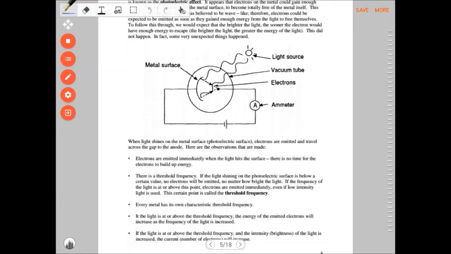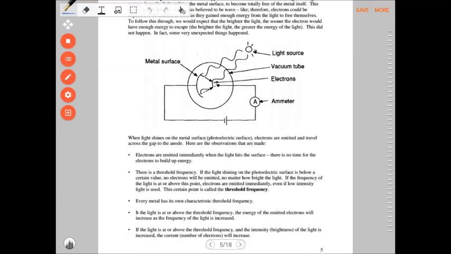Okay, so the unexpected things. When light shines on a metal surface or a photoelectric surface, electrons are emitted and travel across the gap to the anode. Here's a little picture. There's a circuit. Light shines on this photoelectric metal surface and kicks off electrons. Electrons then are collected at this part of the circuit, and they carry on and go around the circuit this way, and you can actually measure a current.